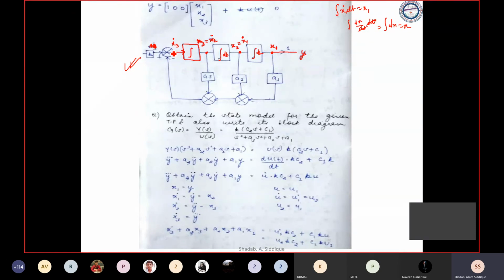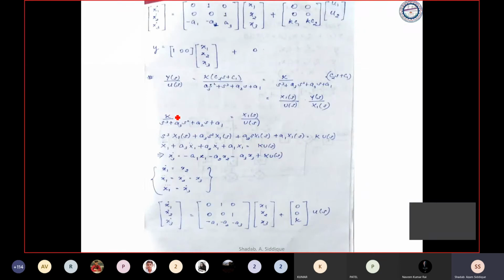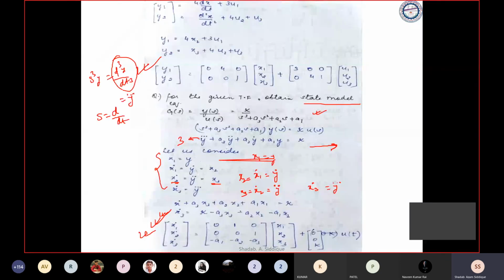Now x3 dot is what? See the equation here. X3 dot is equal to k, simple k, not multiplied with input. I am sorry, it is written as it should be k u of t. So it is wrong, it should be u of t. Okay, so this should be k u of t.